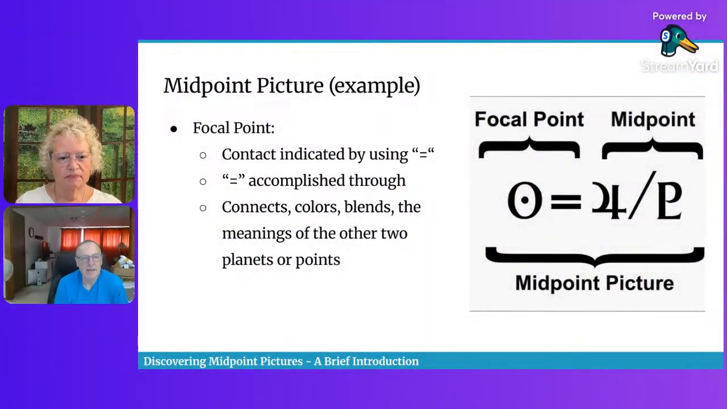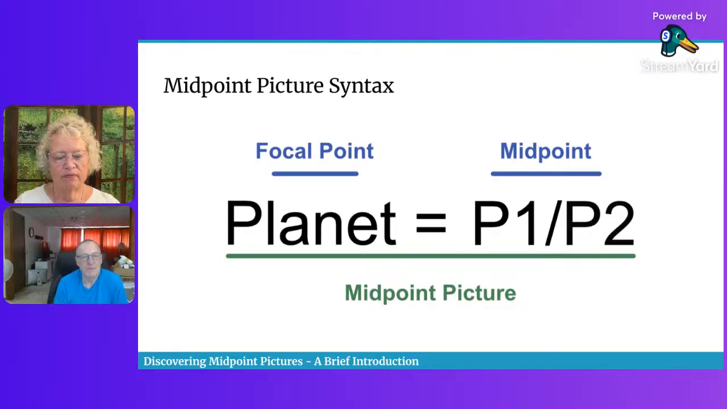Okay, so let's go back to that slide again, Liz, and go back. Okay, so the main thing you want to see here is that a midpoint picture is composed of a focal point, which is the planet or point, and the midpoint. The midpoint, obviously, is you take 2 points, you put them together, you find out where they meet, and right in the middle of it, that's the midpoint. When you put the whole thing together, you get what's called a midpoint picture, okay, which is where we get the juicy stuff when we're doing chart analysis.